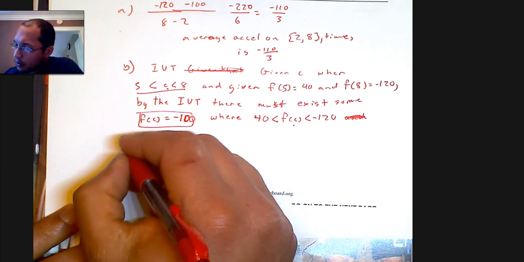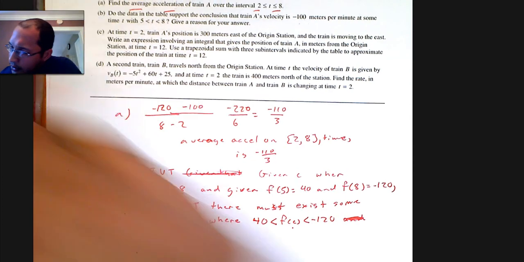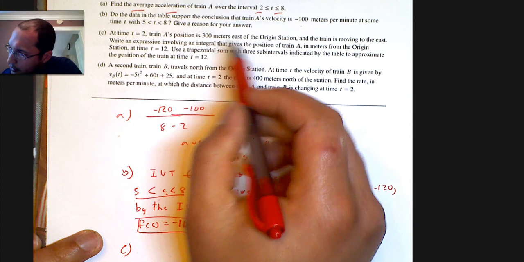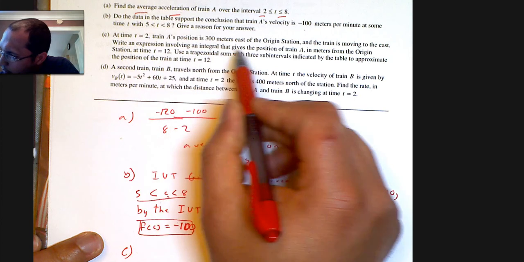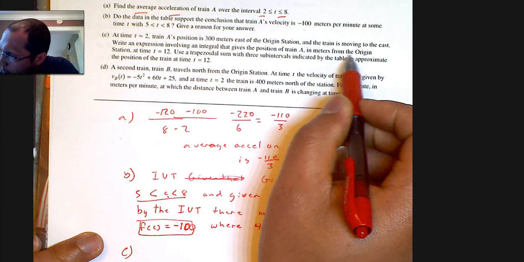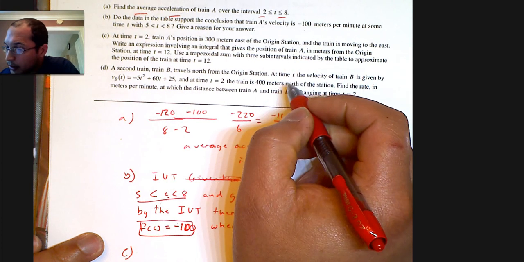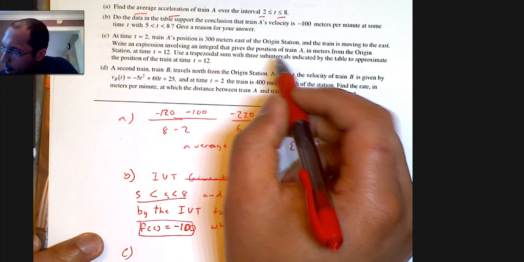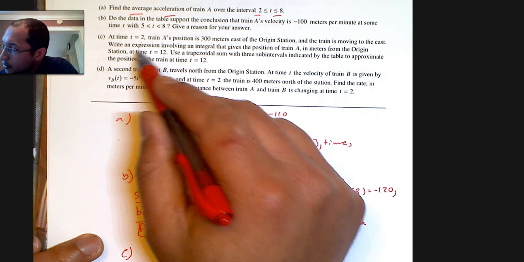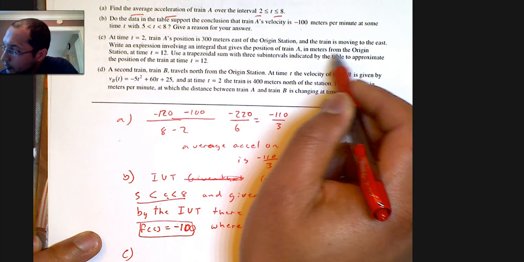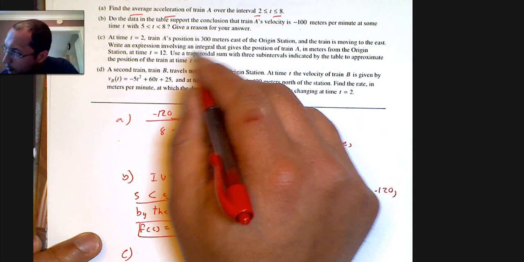All right, C. At time t equals 2, train A's position is 300 meters east of the origin station, and the train is moving to the east. Write an expression involving an integral to get the position of train A, in meters from the origin station, at time t equals 12. East would be in the positive direction. The train is moving to the east, so it's increasing further. So we want to use an integral to find out where this train is.